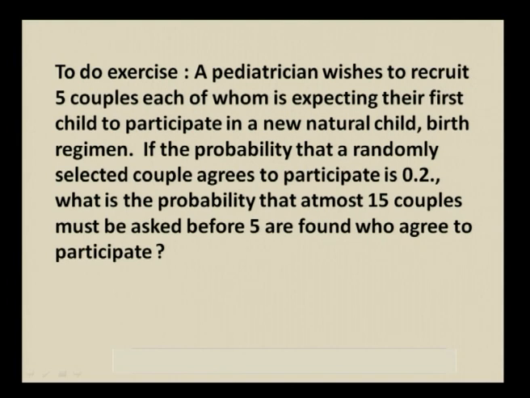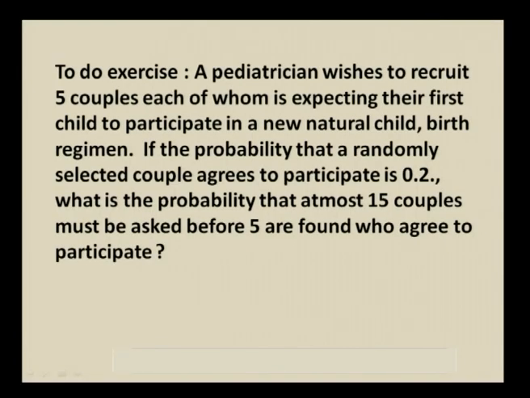A pediatrician wishes to recruit 5 couples, each of whom is expecting their first child, to participate in a new natural childbirth regimen. If the probability that a randomly selected couple agrees to participate is 0.2, what is the probability that at most 15 couples must be asked before 5 are found to agree to participate? So here you are asked P(X ≤ 15), where x is representing the number of trials required, and r is equal to 5. Proceed and you get the answer.